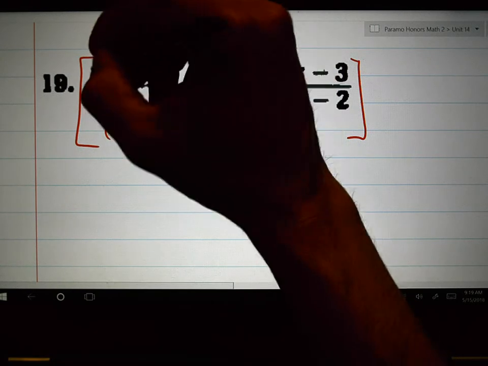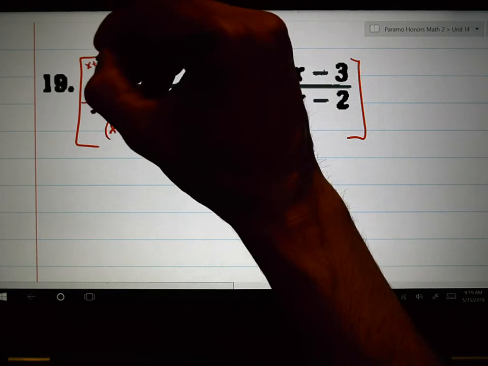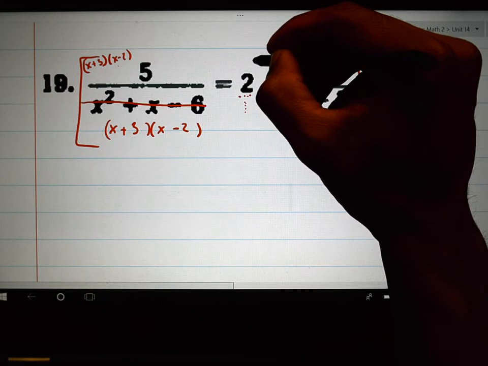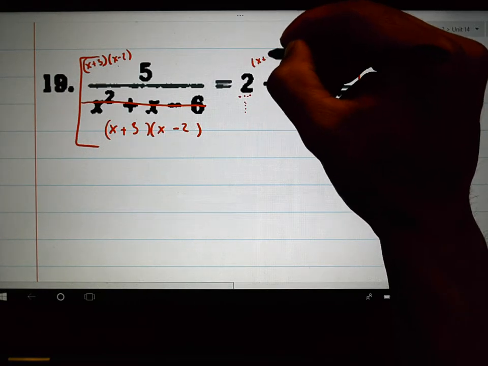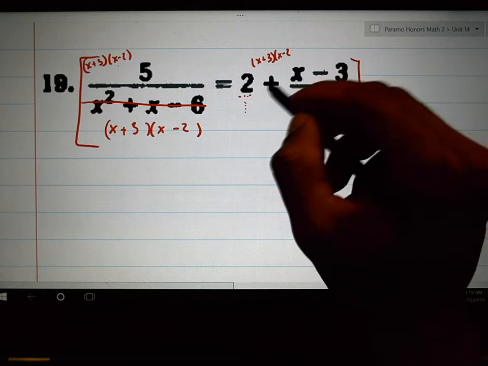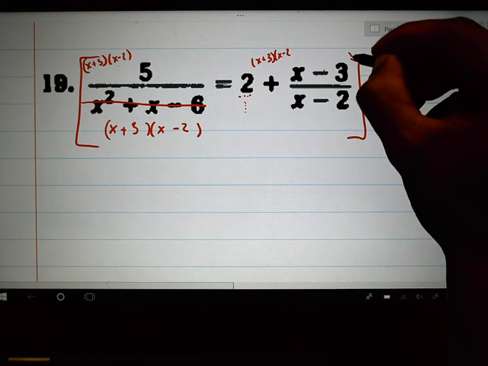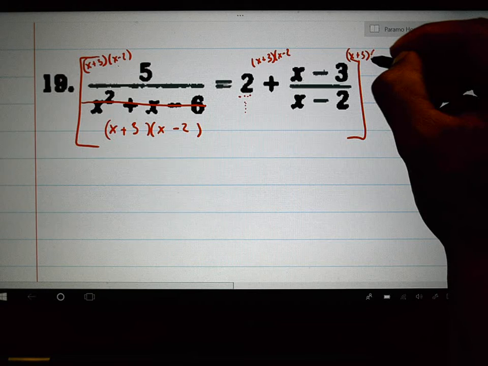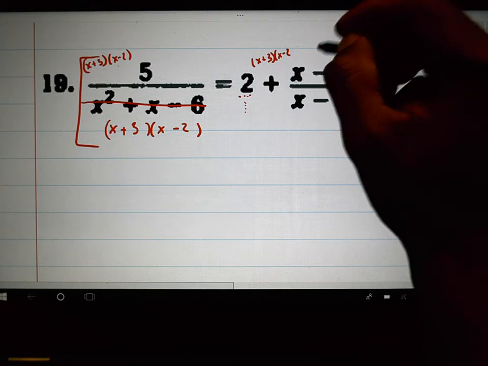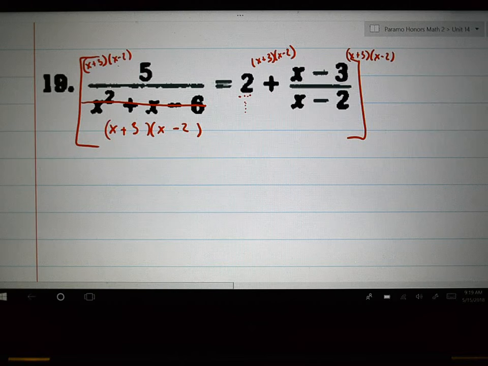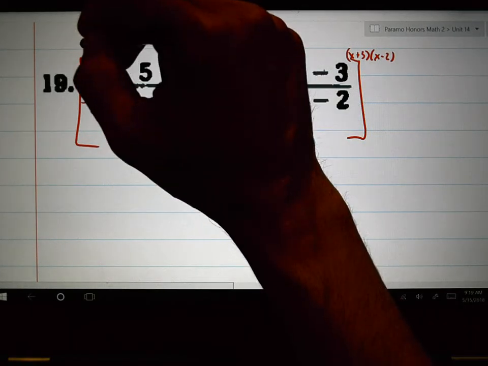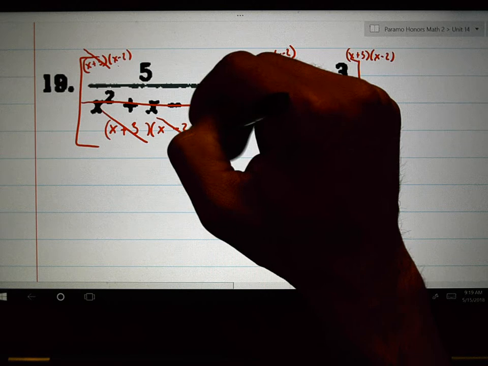I'm hoping you said x plus 3, x minus 2. And I'm hoping that you're going to put next to each term, including the 2. That's a term. Terms are separated by plus signs and minus signs. We're multiplying every single piece of this equation by x plus 3, x minus 2. I leave it in factored form. That way, I can see what reduces.